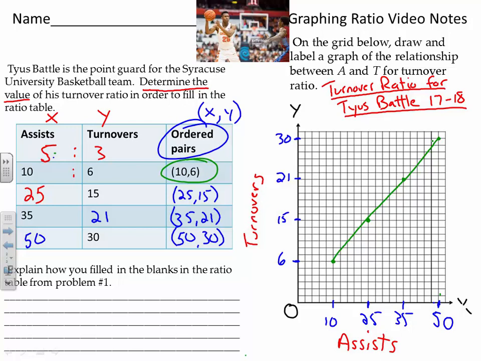Your job will be to complete the graph on the back. That is graphing ratio tables video notes.